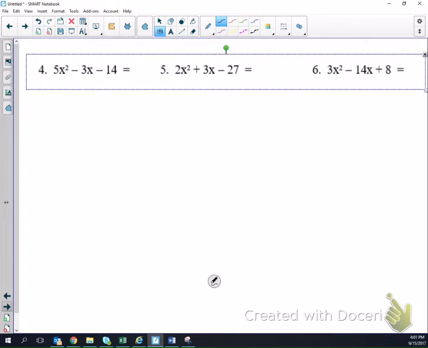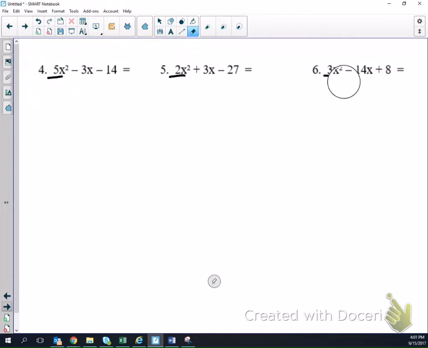All right, so now here's where we're getting a bit more complex. We've got a leading coefficient in each of these. We've got a number that's with that x squared. It can make it more tricky, but so long as you remember where these numbers are coming from and how they came from that factorized form, we can still try to work it backwards.